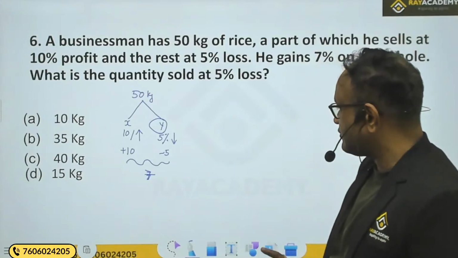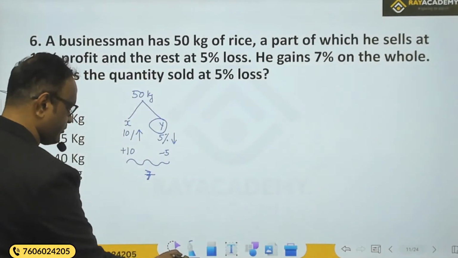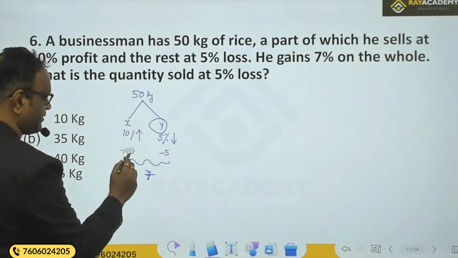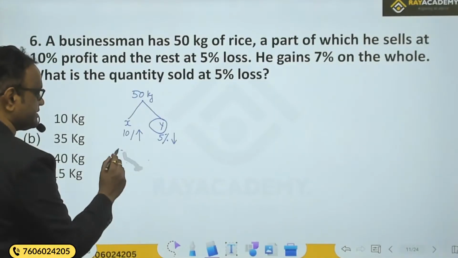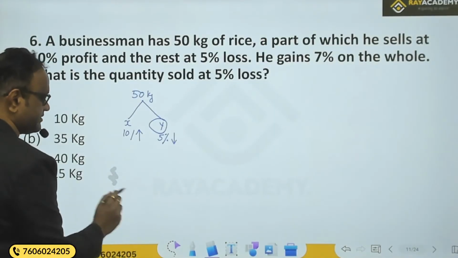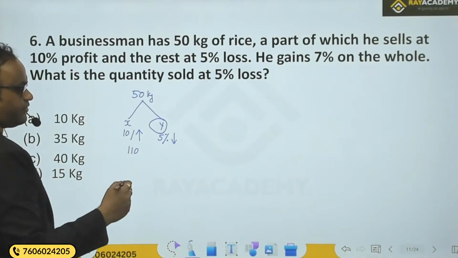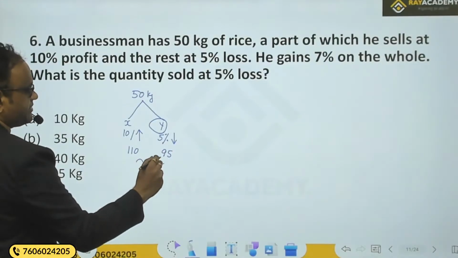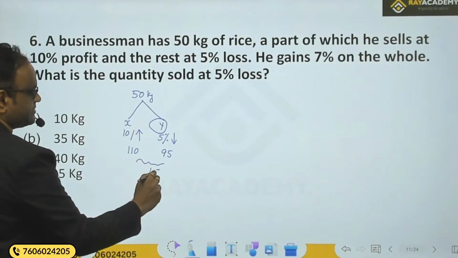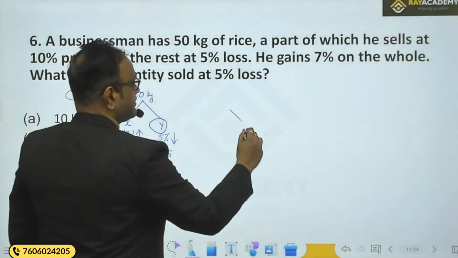Or else if you have confusion, since taking minus might confuse you, let us take it this way. Suppose my cost price is 100. With 10% profit, the price will be 110. Suppose my cost price is 100 and with 5% loss, it will be 95. But the mixture has 7% profit also, so 107. This is also okay. Now you put the alligation method.